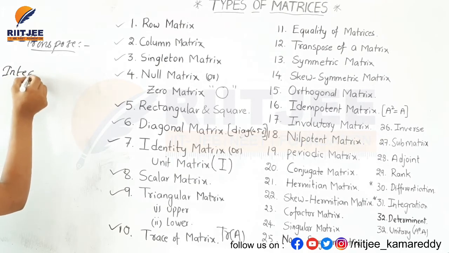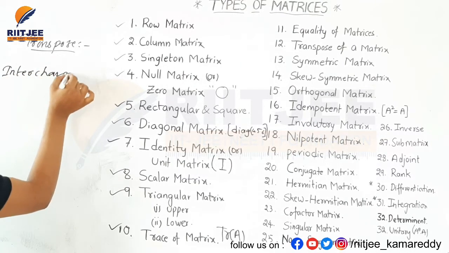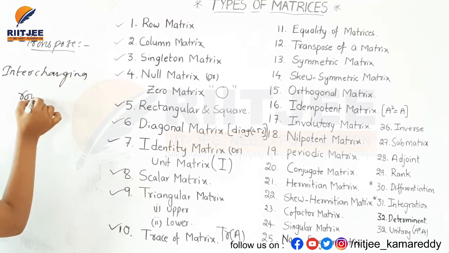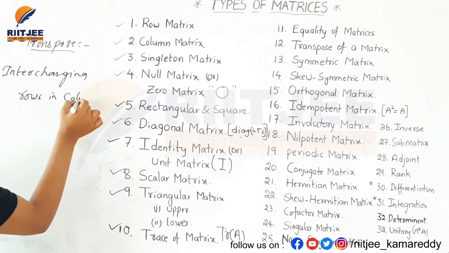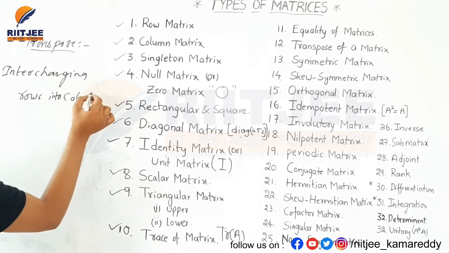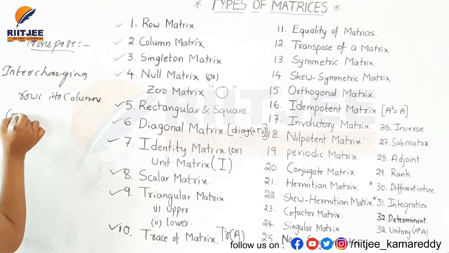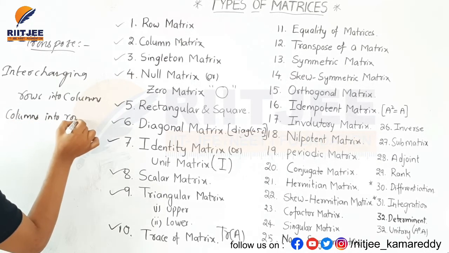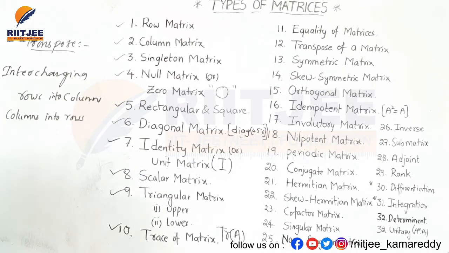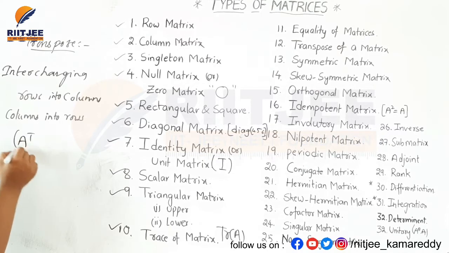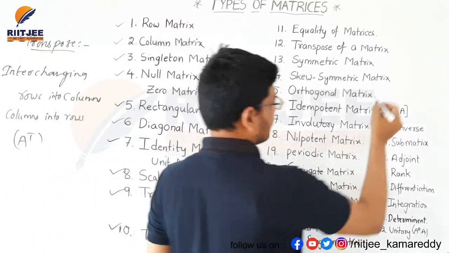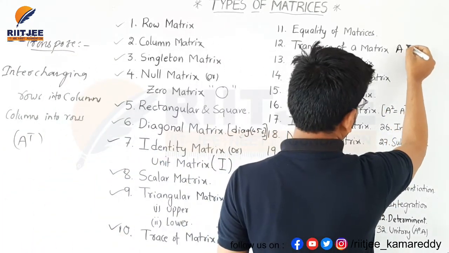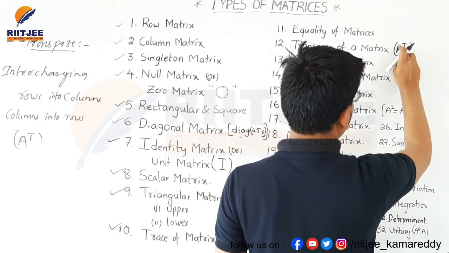Interchanging rows into columns or columns into rows is called transpose of a matrix. Transpose of a matrix is denoted by A to the power of t, or matrix power t.